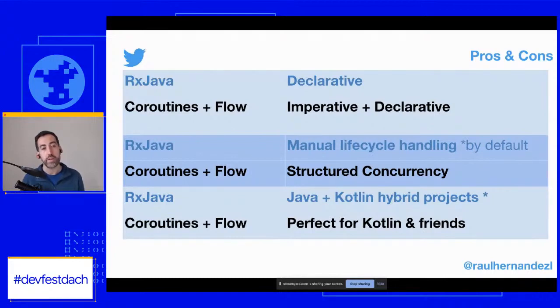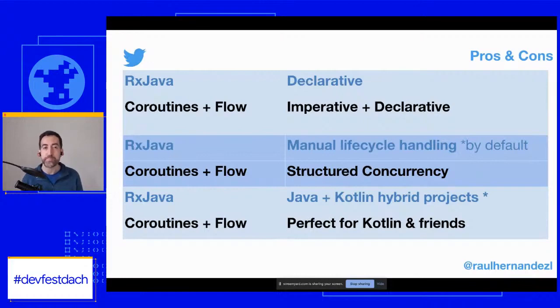And then finally, if you are doing this migration and you have Java and Kotlin, RxJava works quite well. You probably wouldn't have many problems unless you have some wildcards that maybe need some more handling. For that reason, you will need to use maybe RxKotlin, let's say. However, if you have a greenfield project, coroutines and flows is perfect for Kotlin and friends. So it's the right tool for the right thing in a new project, in my opinion.